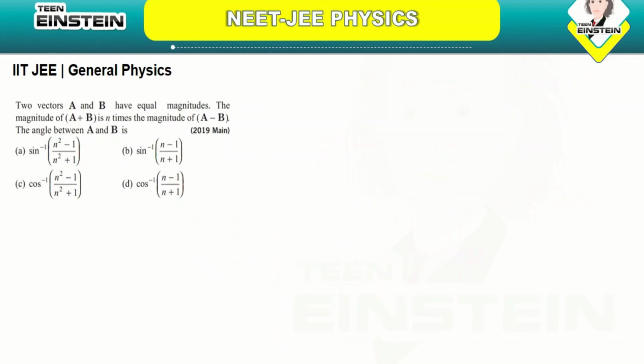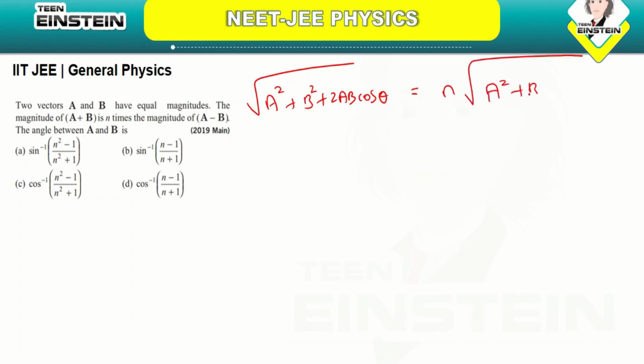Two vectors A and B have equal magnitudes. The magnitude of A plus B is n times the magnitude of A minus B. The angle between A and B is. So similarly here you have to equate both the things, both the vectors. So root of a square plus b square plus 2ab cos theta is equal to n times root of a square plus b square minus 2ab cos theta.